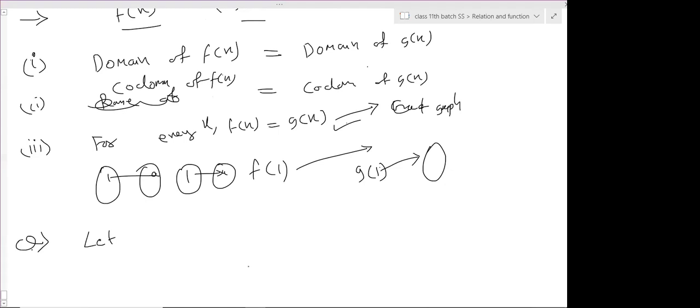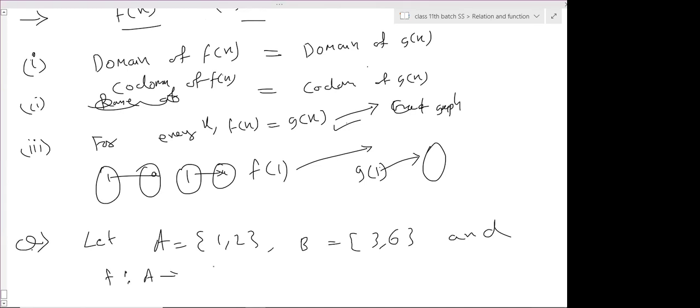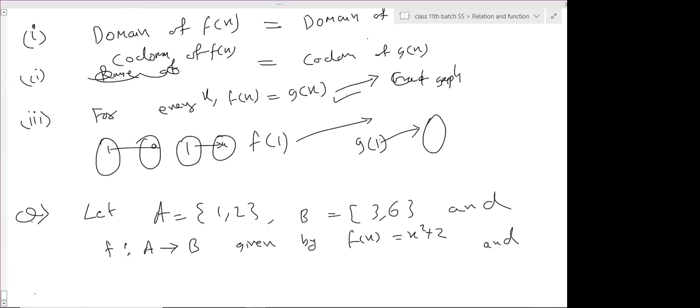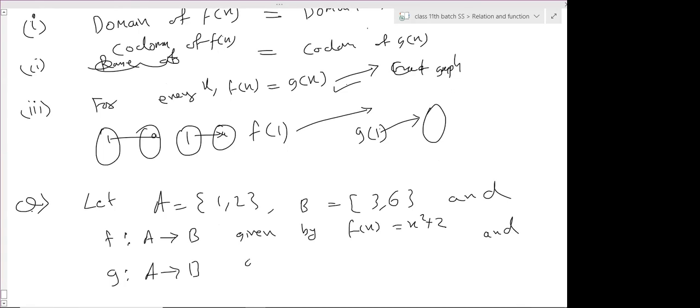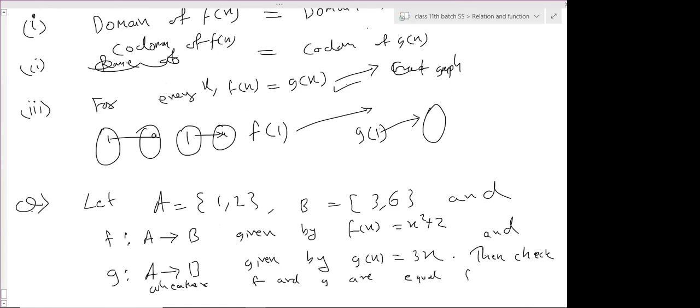Let A equals to {1, 2} and B equals to {3, 6}, and f is a function from A to B given by f of x equals to x squared plus 2, and g is a function from A to B given by g of x equals to 3x. Then check whether f and g are equal functions. All right, I'll give you some time to solve this.